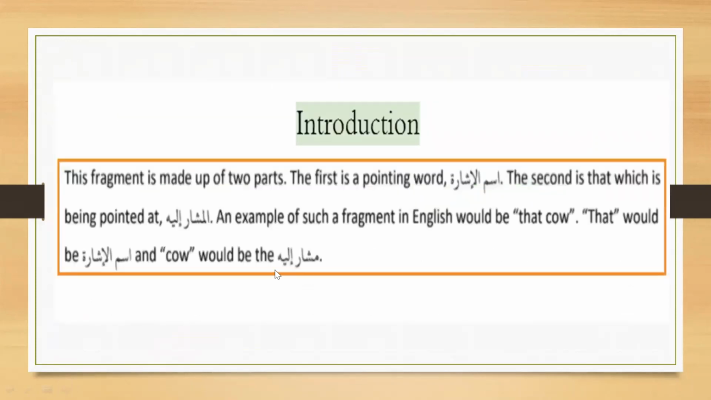This introduction: this fragment is made up of two parts. The first is a pointing word, which is called ism ishara. The second is that which is being pointed at, and that is called al-mushar ilay. An example of such a fragment in English would be "that cow". So "that" would be the ism ishara, the pointer word, and "the cow" would be the mushar ilay.